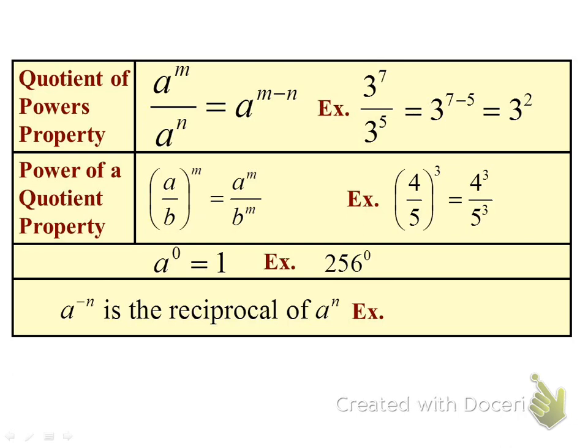So for example, if I have 4 fifths to the 3rd, each of them gets raised to the 3rd. Anything to the 0 power is 1. We're going to keep that in mind. And this may be the one thing we definitely need to write down because it's for some reason the one we forget. If you have a negative power, then that means it's the reciprocal of that. For example, if I have a to the negative n, that's equal to 1 over a to the positive n.